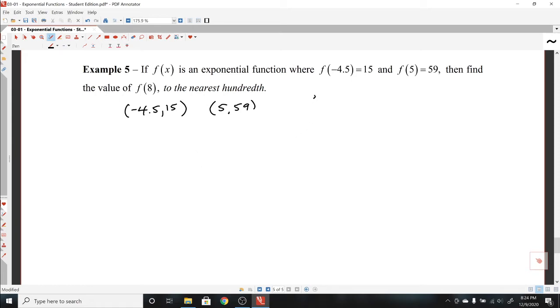If I'm looking for f of x equals a times b to the x, well, if I plug in x and y, I'm still going to have these two unknown values. So the strategy is one that you may not necessarily consider. So here's what we're going to do. Let's take this point and plug it in. So I get 15, that's f of x, equals a times b to the negative 4.5. And then over here, 59 equals a times b to the fifth.